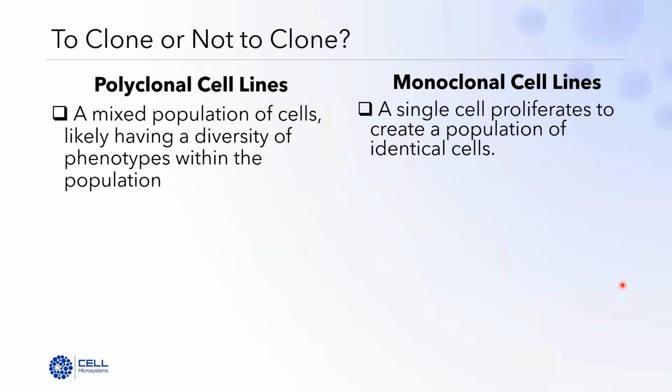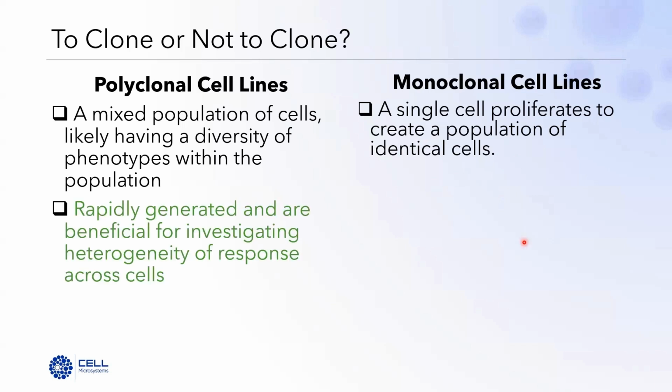And just to get us all on the same page in terms of definitions, there's two different ways people make cell lines. The first is a polyclonal cell line. This is defined as a mixed population of cells that has a diverse phenotype within the population. So they all have potentially the same genetic mutation or overexpression, but it may be at varying levels. In contrast, in a monoclonal cell line, you're looking at a single cell to proliferate and create an identical population of cells that will be maintained throughout all of your experiments.